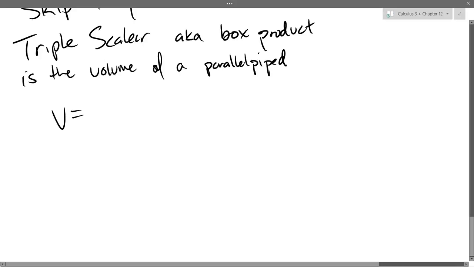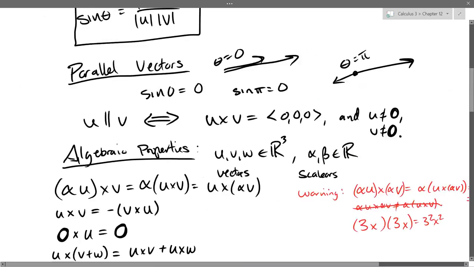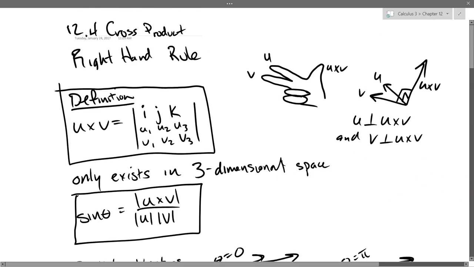What's that? Oh, we're in 12.4, cross product, since I wrote it on the board. 12.4 is cross product. 12.3 is dot product. Oh, sweet. I don't trust my own spelling.